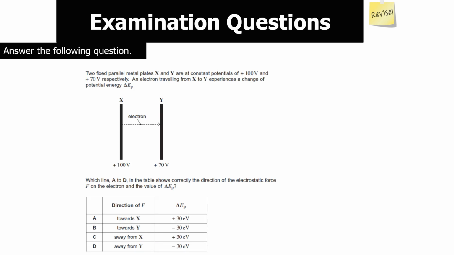The next question says, two fixed parallel plates X and Y are at constant potentials of plus 100 volts and plus 70 volts respectively. An electron travelling from X to Y experiences a change of potential energy. Which line A to D in the table shows correctly the direction of the electrostatic force F on the electron and the value of the electrical potential energy? So, pause the video now, then unpause the video when you want to go through your answer.